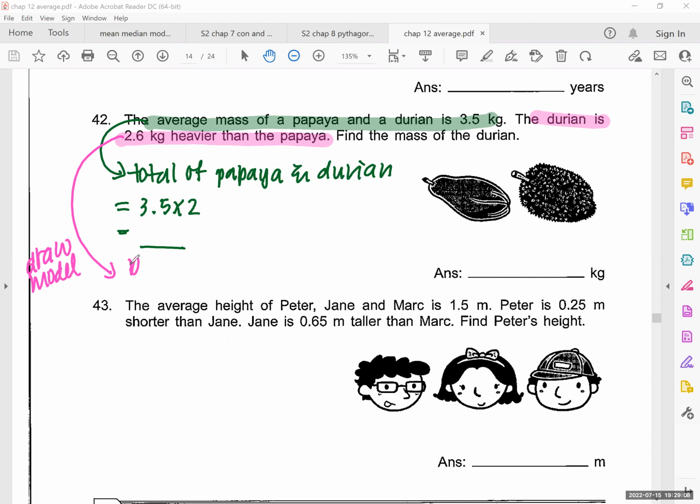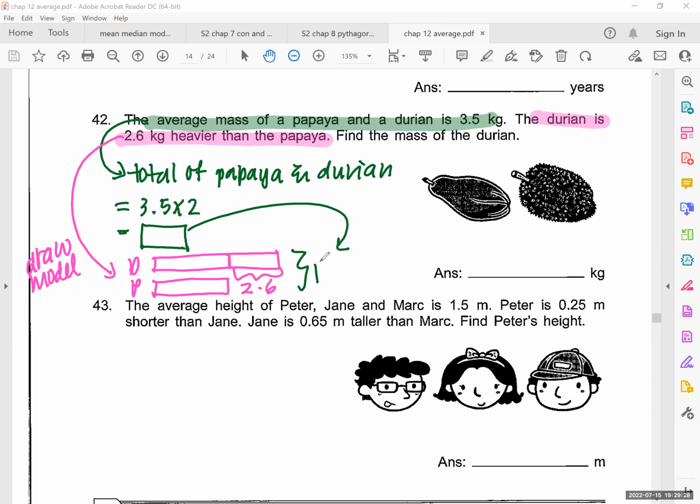The durian and the papaya. So the durian is longer. Why is the durian longer? Because it's heavier, and the papaya is shorter. Heavier by how much? So fill in 2.6. And what other information do I have? Total from here, right? Input inside. Do you think you can solve already? It's just model drawing and model solving. Easy peasy. It becomes a primary 2, primary 3 question already.